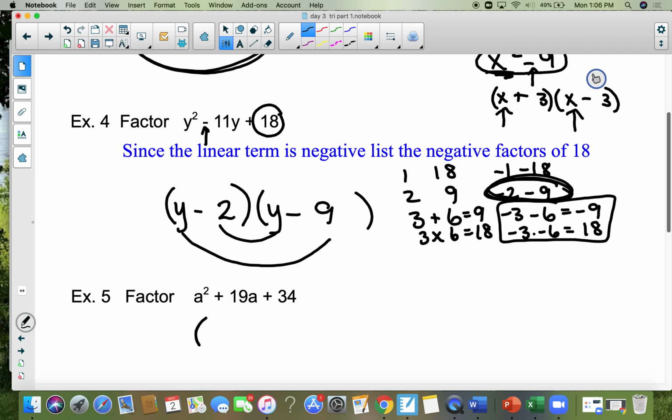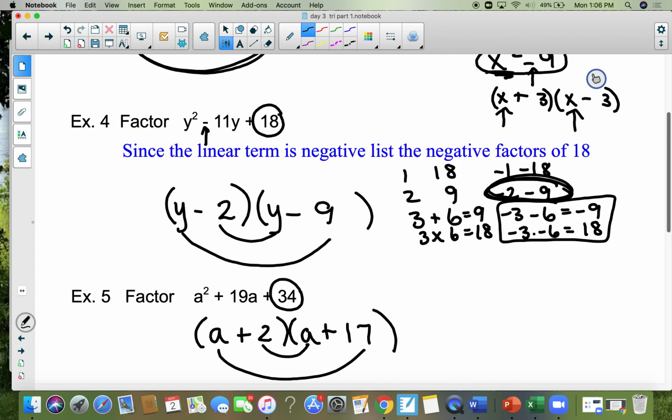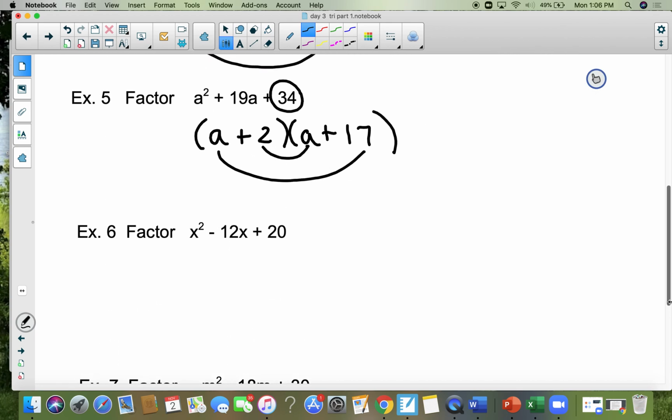Okay, the next one, you're going to put an a here and you're going to put an a here. Factors of 34 are a positive 2 and a positive 17. 2a, 17a gives us 19a. That's it for this part, but there's a little bit more.